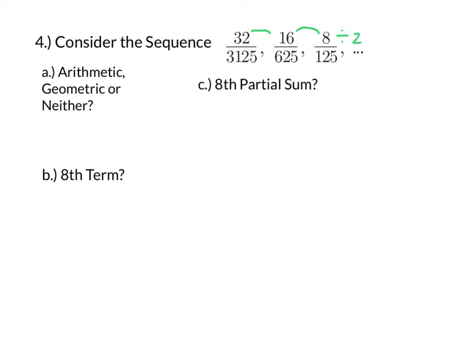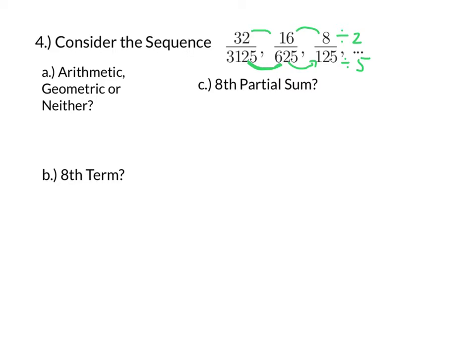In the denominator, I'm not really sure what that is off the top of my head, but it's not too bad to calculate that going from 625 to 125, that's dividing by 5. Now we can go back and check and see that, yep, 3,125 divided by 5 is 625.